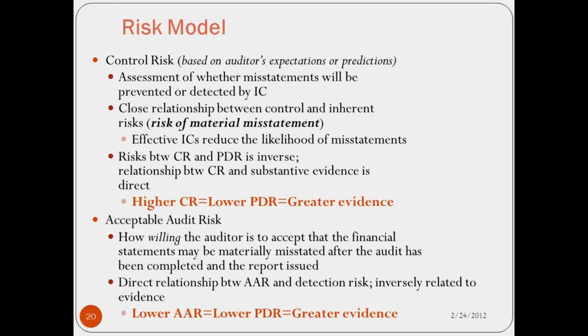The more effective your internal controls, the more likely that you have a well-managed company. So you reduce the risk of material misstatement, right? Effective internal controls reduce the likelihood of material misstatements. The relationship between control risk and plan detection risk is inverse, right? So the higher your control risk, the lower your plan detection risk, the greater your evidence. So if you cannot rely on internal controls as an auditor, you're going to collect more evidence.